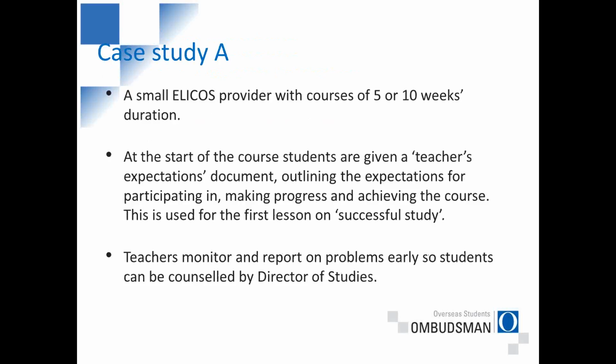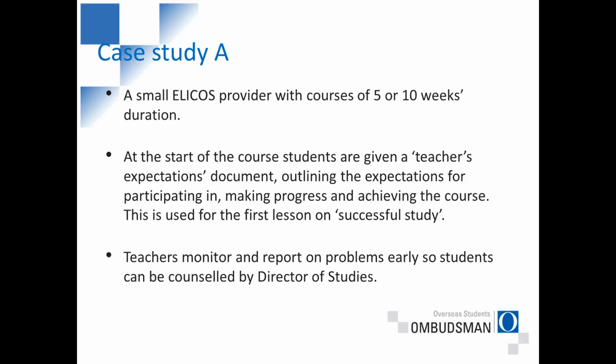So what I'm going to do now is go through some case studies, which are actually from the English Australia Best Practice Guide, just to set out how course progress has worked in an ELICOS setting, because as I said, I don't actually have any case examples for ELICOS from our work because we haven't had any course progress cases directly from ELICOS students, although we've had a lot of attendance cases for ELICOS. So in this case study, a small ELICOS provider with courses of 5 or 10 weeks duration. At the start of the course, students are given a teacher's expectation document, which outlines the expectations for making satisfactory progress in the course. And then there's also a first lesson on successful study, which basically draws on that and gives examples of that for students.